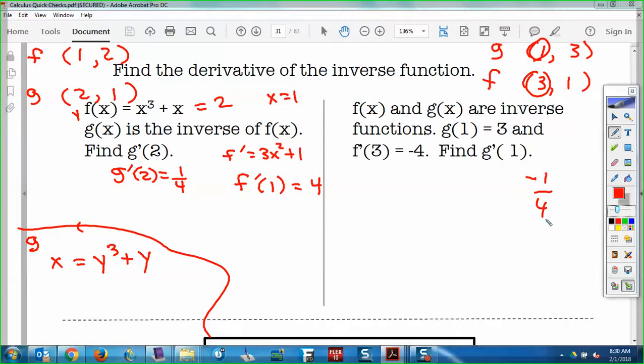Okay, because of that we flip those. And then we know that they're reciprocals. And there it is. So that second one could definitely be a question that they ask too. And the same thing.